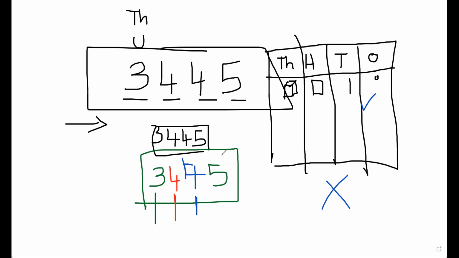What is the place value of the number 5 here? Where should I place it? Should I place it in the thousands position? No. Should I place it in hundreds? No. Should I place it in tens? No. Should I place it in ones? Yes. So the place value of the number 5 is the ones place. But what is the face value?